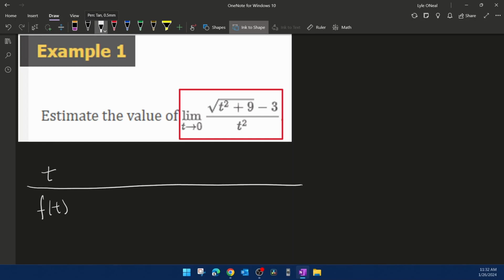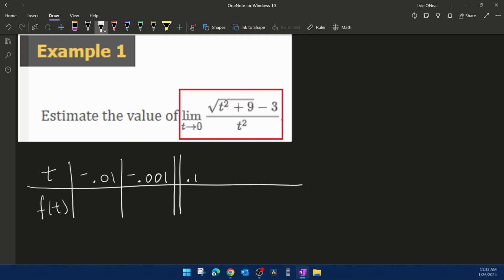So we're going to make a table where we choose t close to 0 approaching from the left and the right. If we approach 0 from the left, that would be coming in from the negative side, and we could say maybe negative 0.01. That's pretty close to 0. And then another value even closer, negative 0.001.